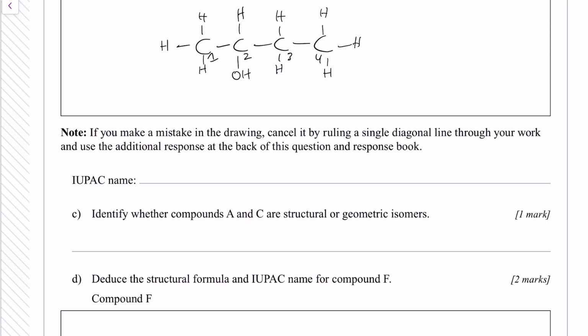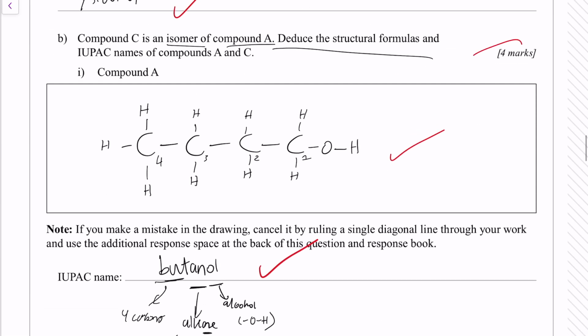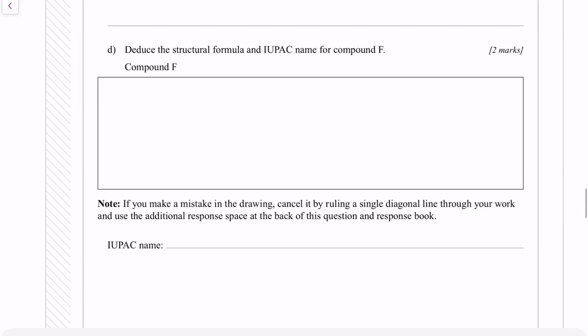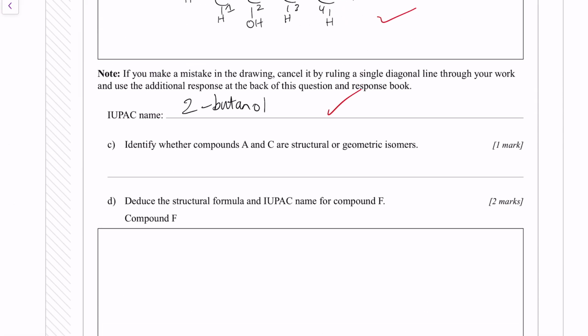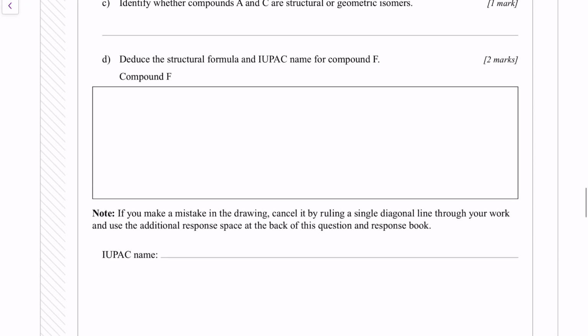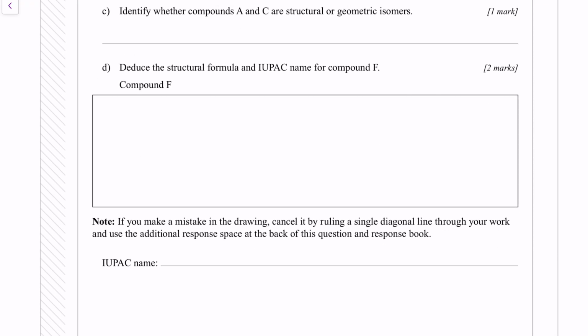2-butanol. Okay, and so those are our 4 marks there. Quite some easy marks to get, but making sure we're being really comprehensive and accurate there as well, and not taking shortcuts, just to be safe. And identify whether compounds A and C are structural or geometric isomers. These would be structural isomers.